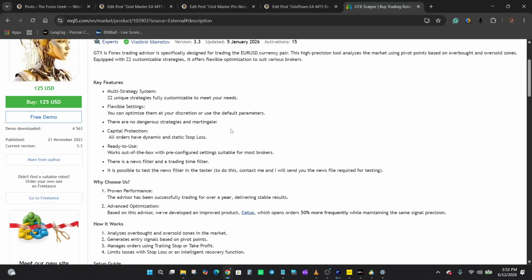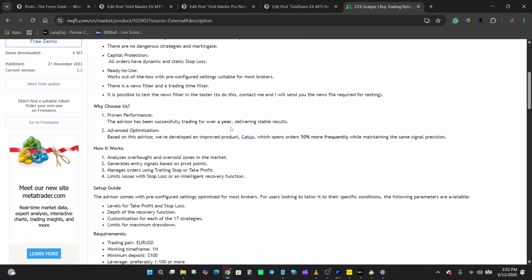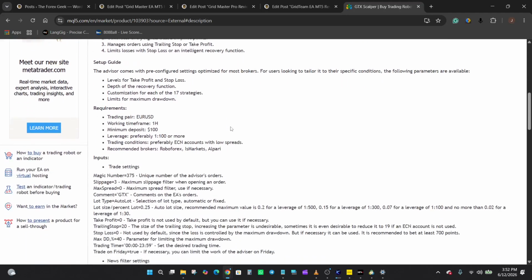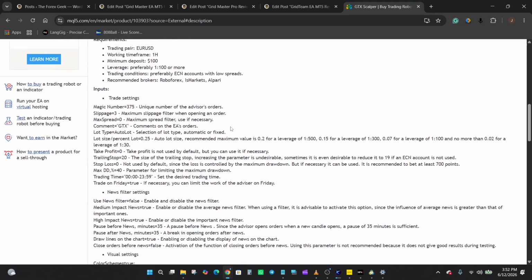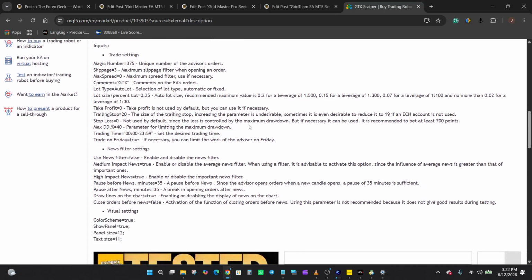Okay, so now looking at the settings, there are options for automatic or fixed lot sizing, spread filtering, slippage controls, Friday trading permissions, and visual panel customization. The included panel can display information directly on the chart, helping users monitor the EA more easily.